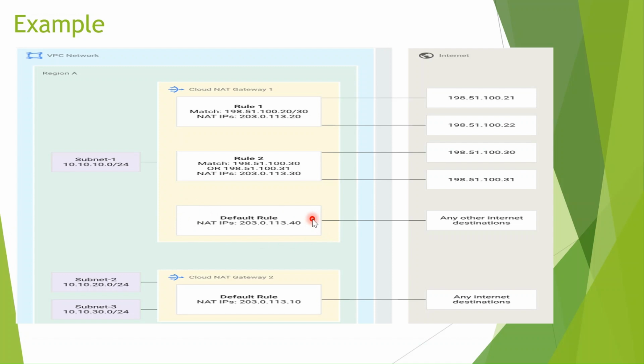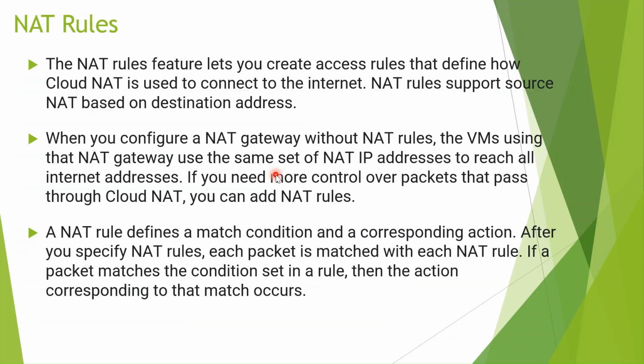So like this you can divide a configuration and make a different Cloud NAT IP address for each destination. And the same here: we have another subnet, and for that we also created a different NAT gateway. In this only one rule is there, the default rule, and it applies to any internet destinations where we want to send the traffic. So we can create multiple IPs and attach them to different destinations.